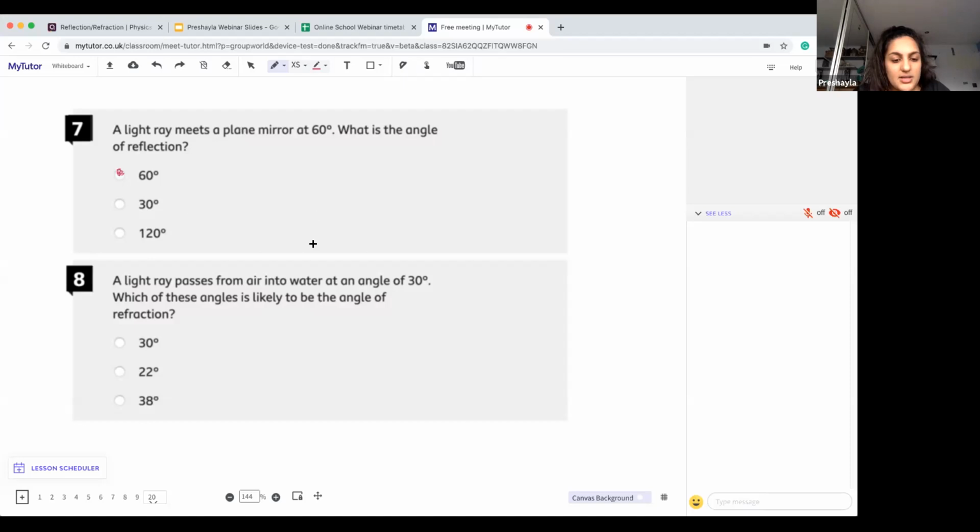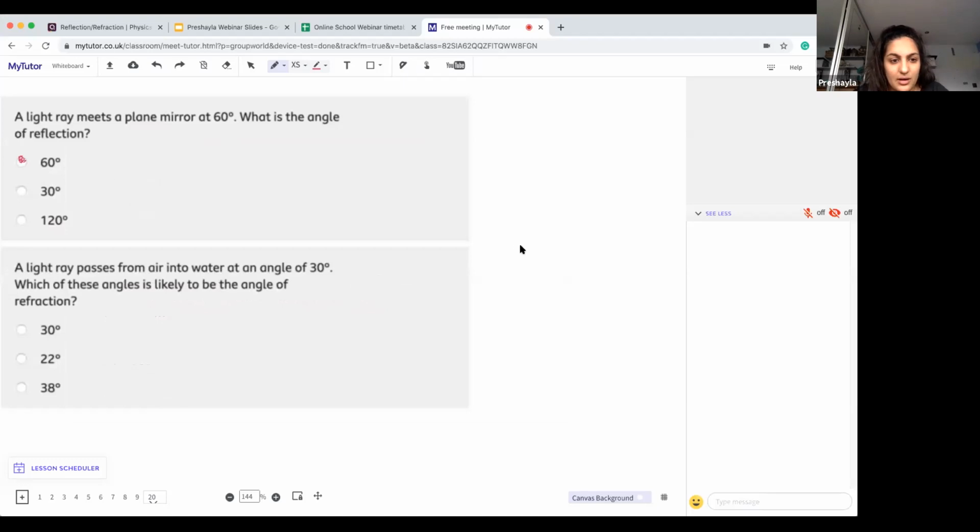A light ray passes from air into water at an angle of 30 degrees. Which of these angles is likely to be the angle of refraction? Well, let's draw it and have a think. So we'll draw up our boundary first, air to water. Okay, so we'll draw our normal just to help us out. And we're going to draw our ray, and that's supposed to be at an angle of 30 degrees. Okay, so that's what they've said.